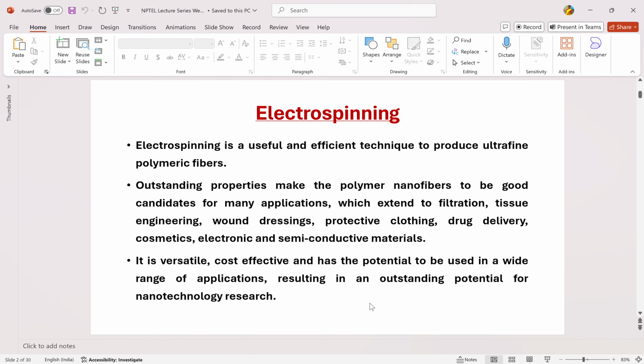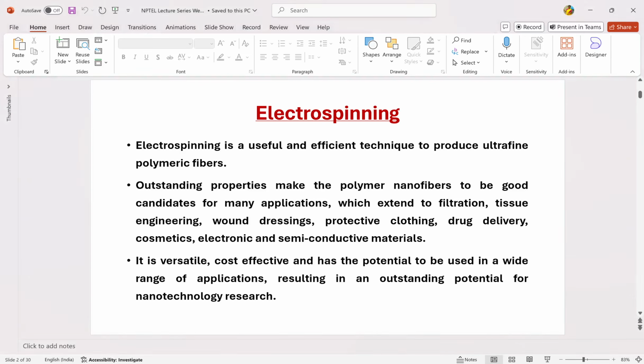So we will be talking about how it is forming. If you're having a polymer solution, how is it that it is forming fibers, right? Even if you apply voltage, how will it form fibers? There has to be a mechanism for it to form fibers. So we will be discussing that in short.